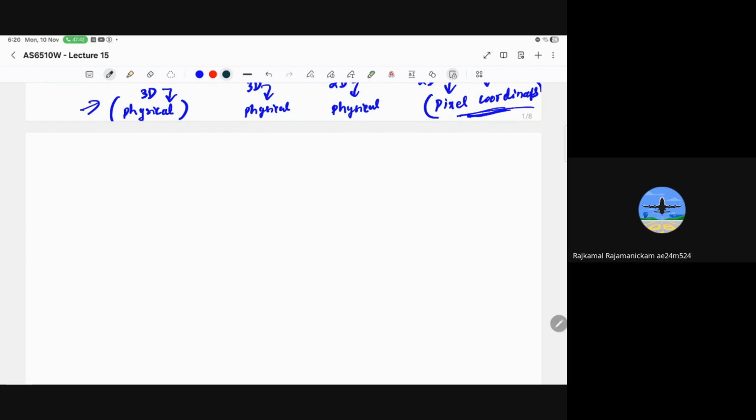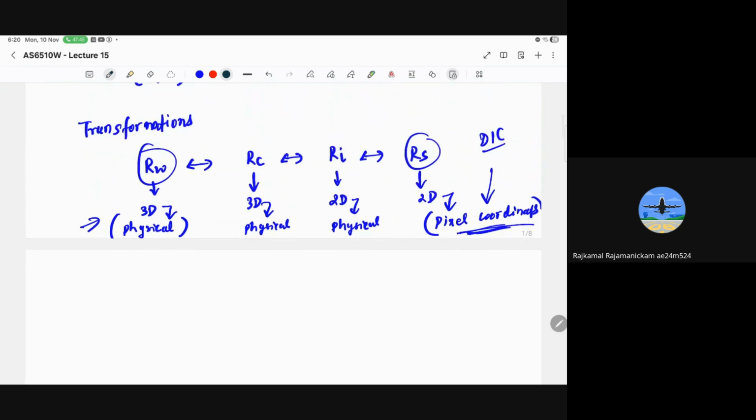Okay, so we'll do one by one. The main thing which we have to also highlight here, you can see that the camera coordinate system is the key here, right? Which is basically the common element with respect to the world coordinate system RW and the other coordinate system.